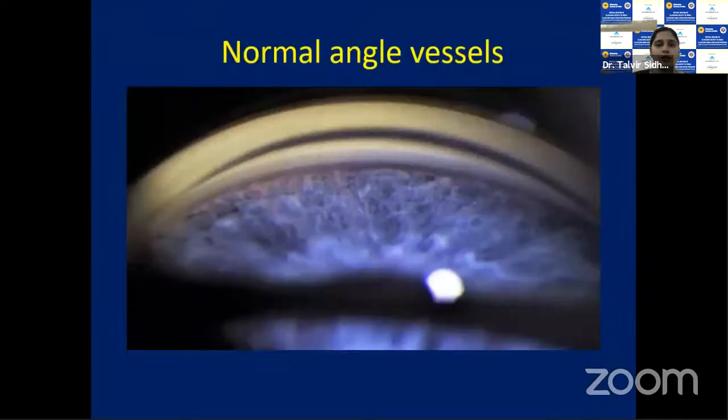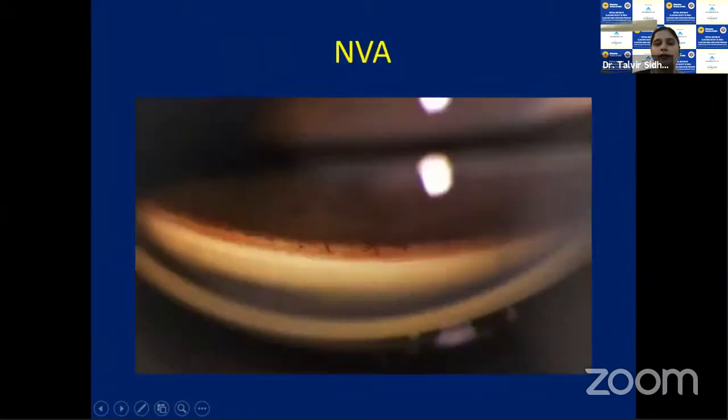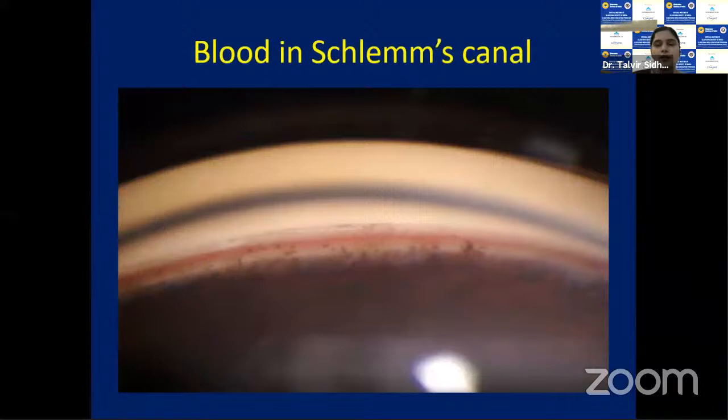Then abnormal vasculature. Usually the normal vasculature of the eye is restricted only up to the iris. It does not cross the scleral spur, but abnormal vascularization crosses the scleral spur and arborizes over the trabecular meshwork. So it's important to differentiate between these two, and sometimes a reddish hue might come into the trabecular meshwork while doing gonioscopy. That is blood regurgitation into the Schlemm's canal from episcleral vessels.